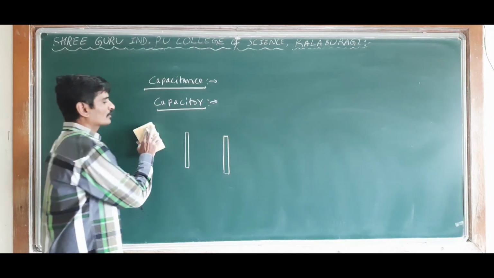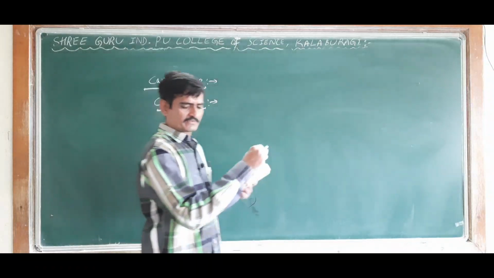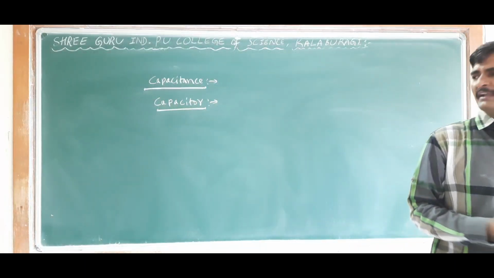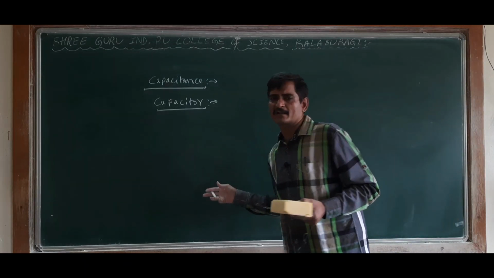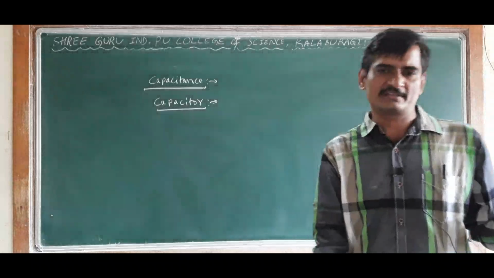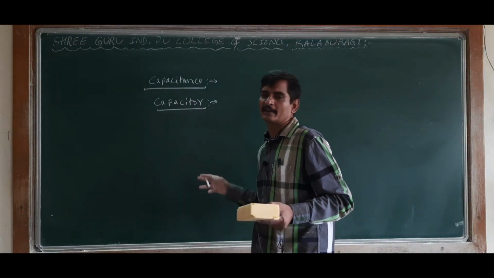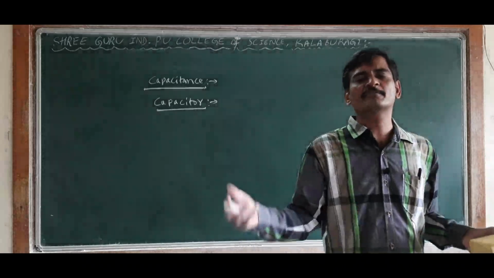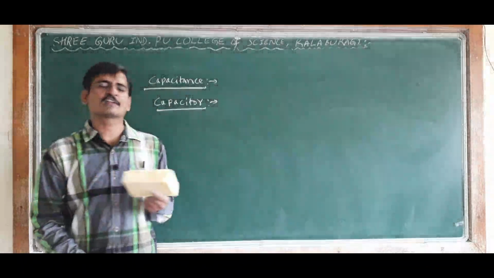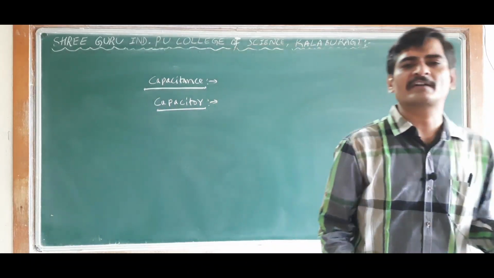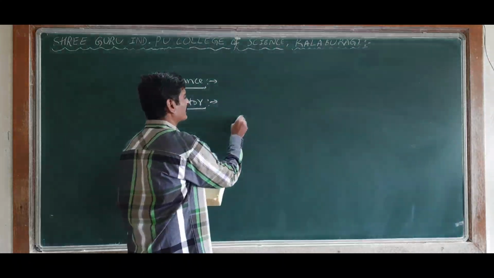So there are different types of capacitors depending upon the shape and size of the plates. If the plates are parallel, we call it a parallel plate capacitor. If the plates are cylindrical, a cylindrical capacitor. If the plates are spherical, a spherical capacitor. Okay. So now the capacitance of a capacitor.